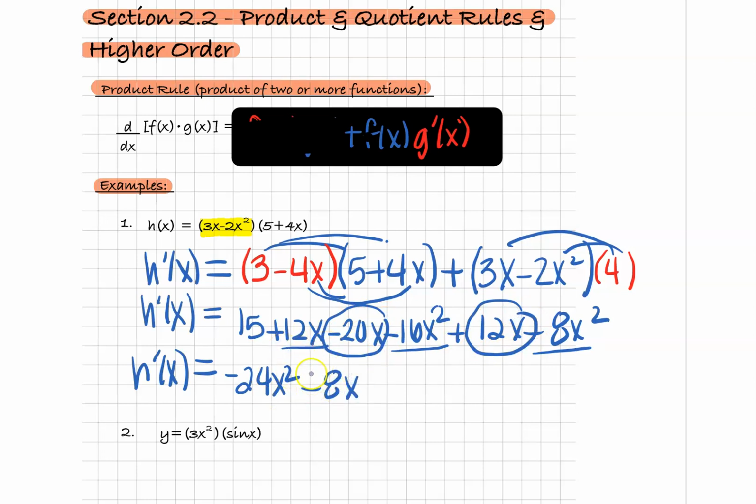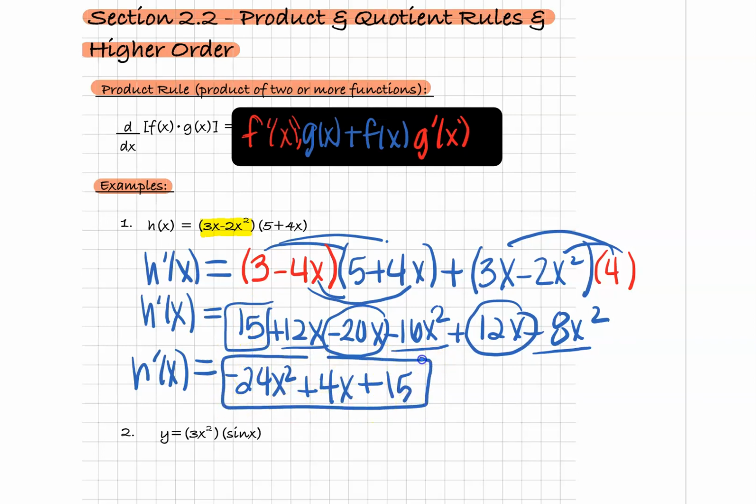And looks like I forgot this one. So let me modify that. So that would give me plus 4x. And then our last plus 15. So you can see, although we had to do product rule and we got our first raw derivative here, we had to do our algebra and clean it up.